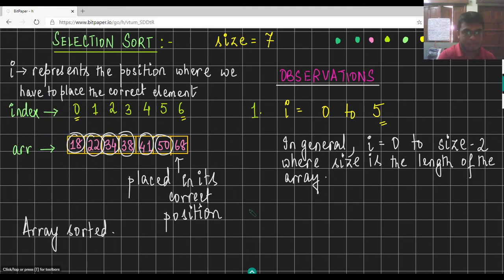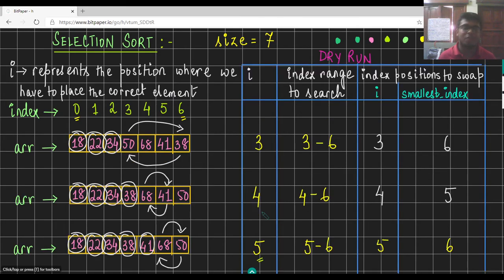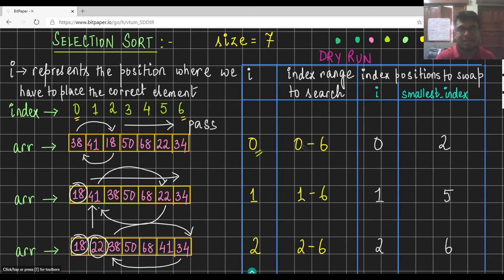Moreover, if you notice, when the value of I was 0, the index range that we were searching was 0 through 6. When the value of I was 1, we were searching in the index range 1 to 6 for the smallest element. When the value of I was 2, we were searching for the smallest element in the index range 2 to 6. You notice a pattern? The lower bound of the range is always same as that of I, isn't it? And the upper bound always remains constant.